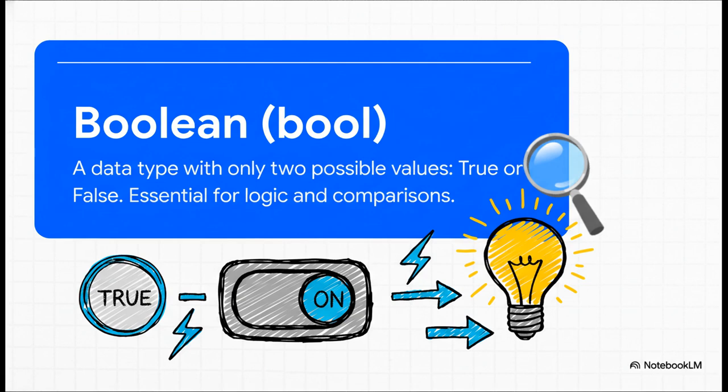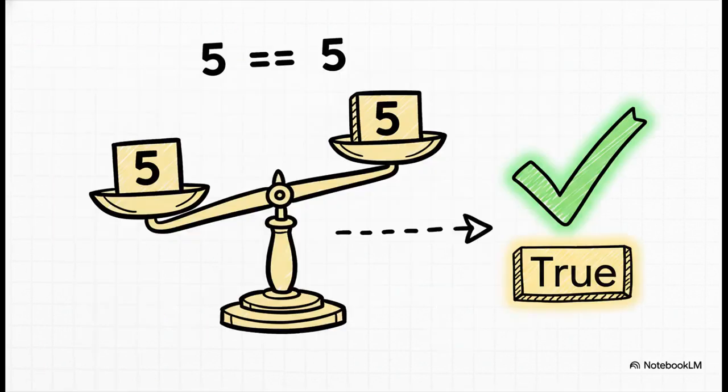And finally, we have maybe the simplest, but also one of the most powerful data types of all, the Boolean. A Boolean can only ever be one of two things, true or false. That's it. Think of it like a light switch. It's either on or off, and that's incredibly useful for making decisions in our code. You'll see these Booleans pop up all the time as the result of a comparison. For example, if we ask the computer, hey, is 5 equal to 5? Well, that's a question with a very clear answer, and that answer is the Boolean value True.